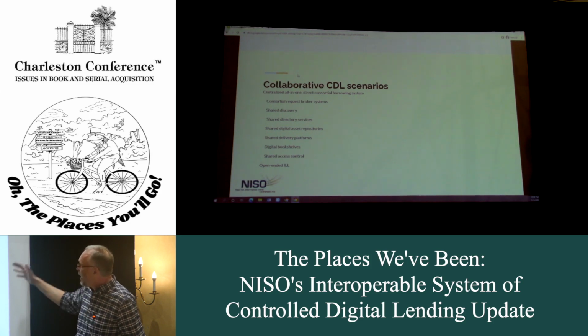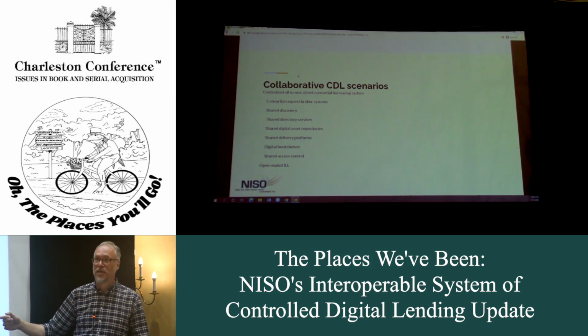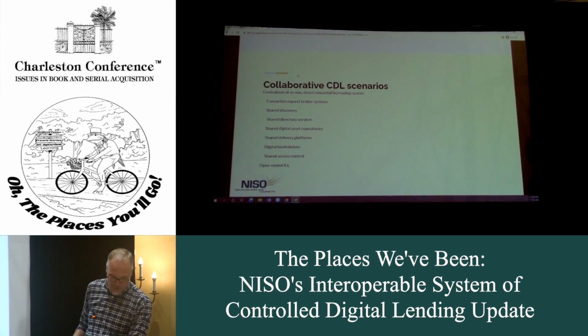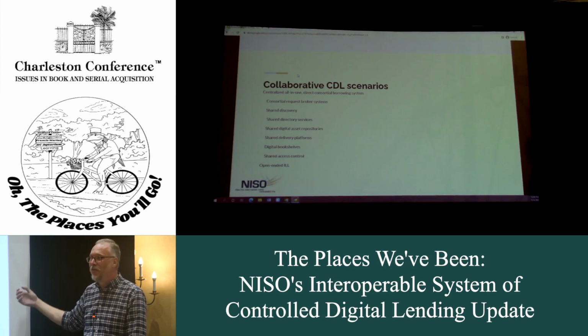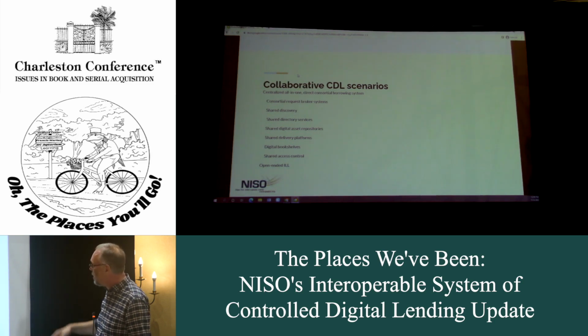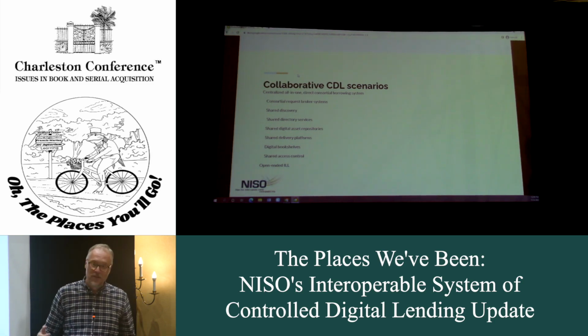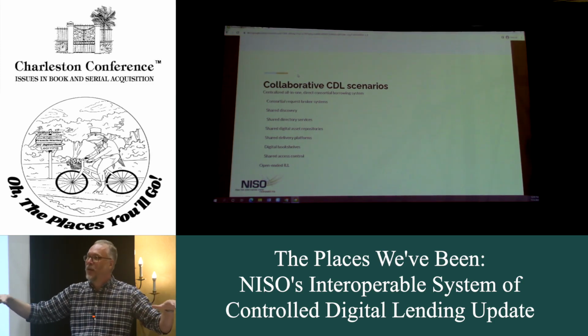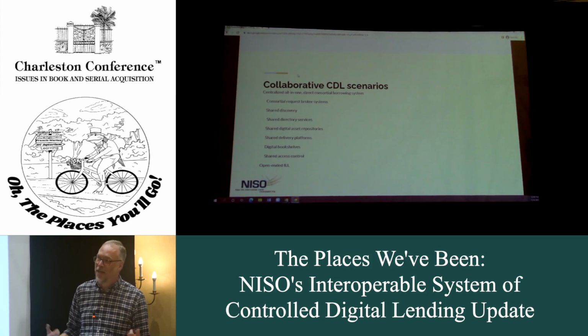So we think about pieces like consortial request brokering systems. How do you pass requests back and forth between libraries? How do we extend traditional ILL in an open-ended way to incorporate digital lending as well? Shared directory services to represent what different libraries make available, their policies and so on. Shared delivery platforms. Alan already talked about the challenges of access control when different libraries are running different types of digital rights management systems and so on.